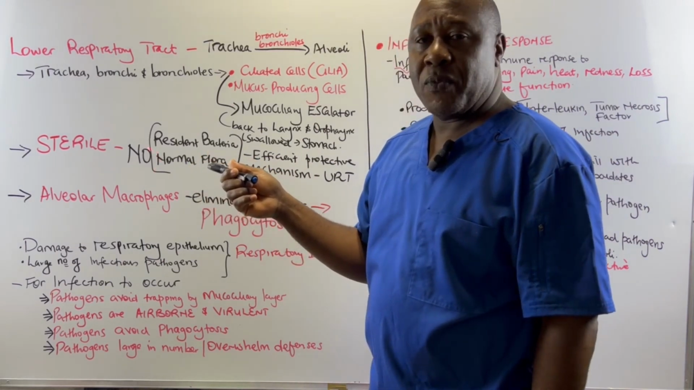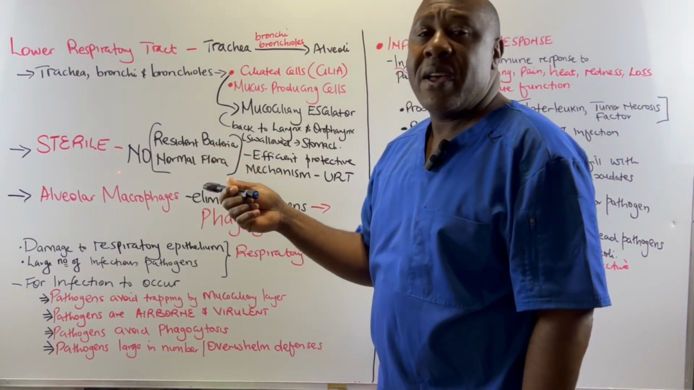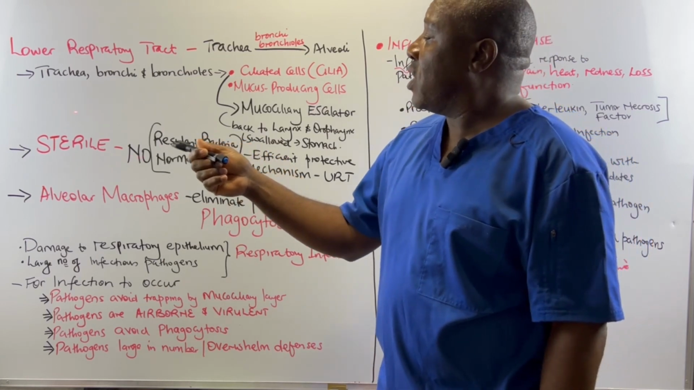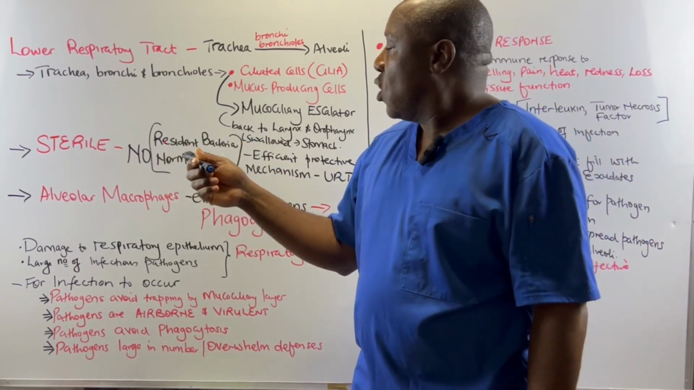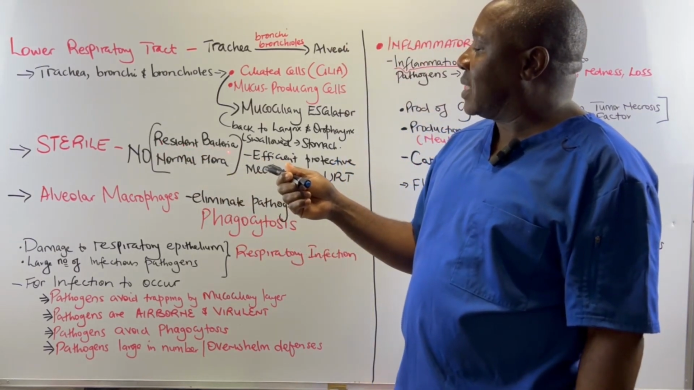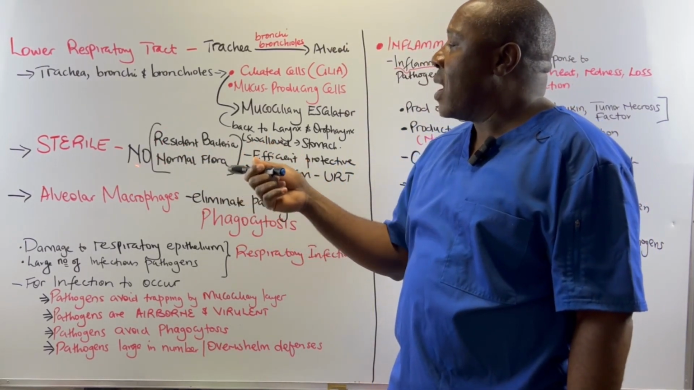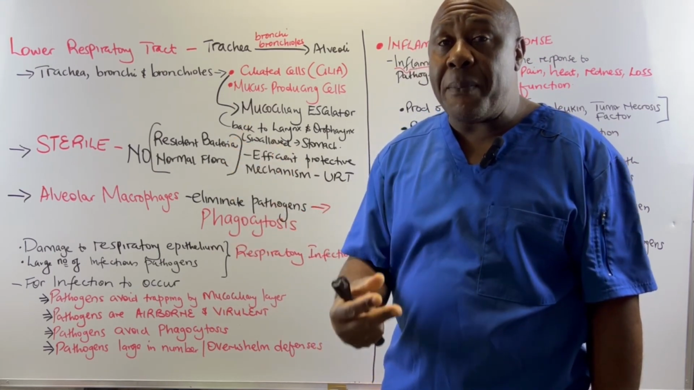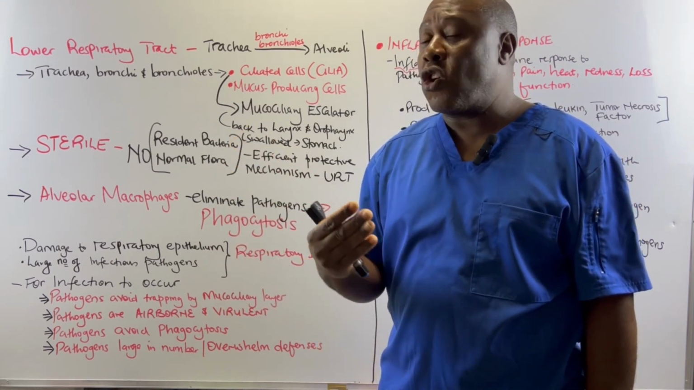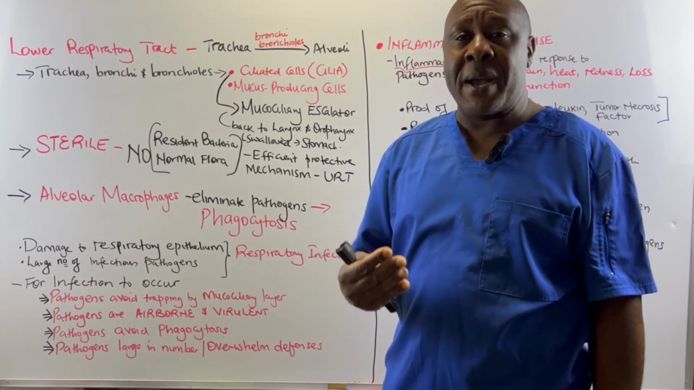Now, another thing you have to note is that the lower respiratory tract is meant to be sterile. We are not supposed to have any bacteria in the lower respiratory tract. In that regard, we do not have any resident bacteria or normal flora in the lower respiratory tract. Remember, we said in the upper respiratory tract, colonization is one of the defense mechanisms.